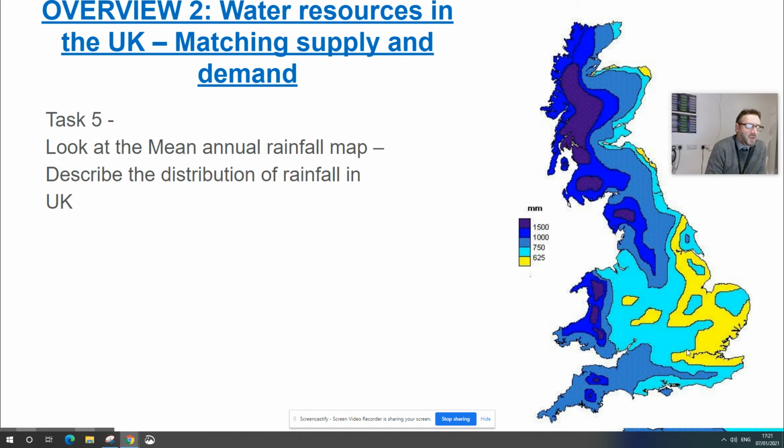Anyway, can you look at that? Can you describe the distribution of rainfall in the UK? And before I put myself on pause and you do this, how do we do this? How do we do this thing? That's right, TDAC. Okay, give yourself 4 minutes on a timer and go for it. Use the data. Off you go.